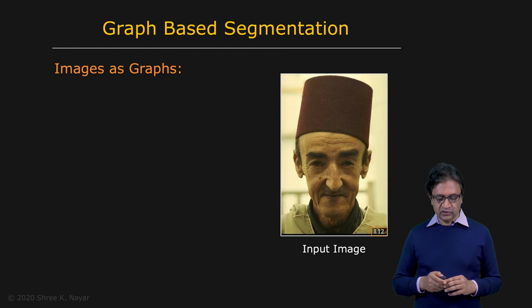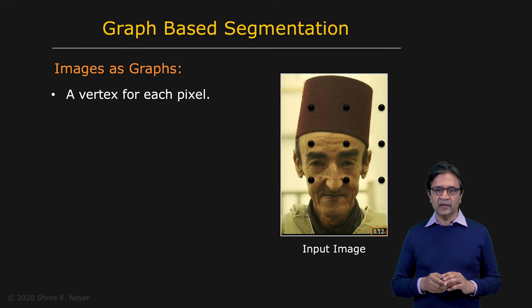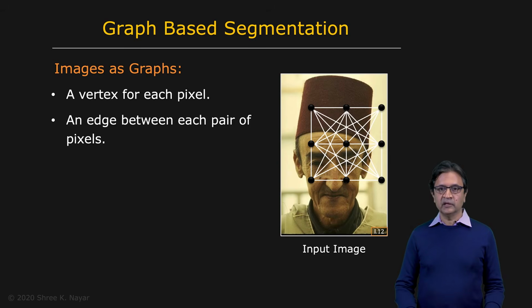Another approach to the image segmentation problem is to represent the image as a graph, and then segmentation essentially is finding cuts in this graph. So let's take a look at how we represent an image as a graph. Here's an image, and we can simply say that every pixel in the image is a vertex, and we have an edge between pairs of pixels. Perhaps not all pairs of pixels, just the pairs of pixels that are close to each other.